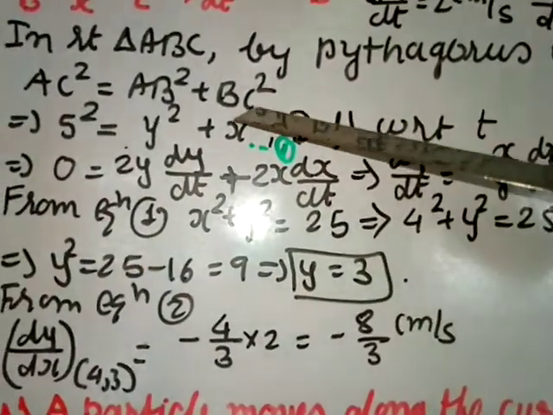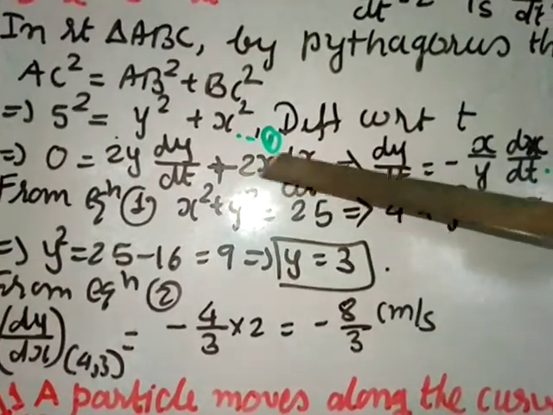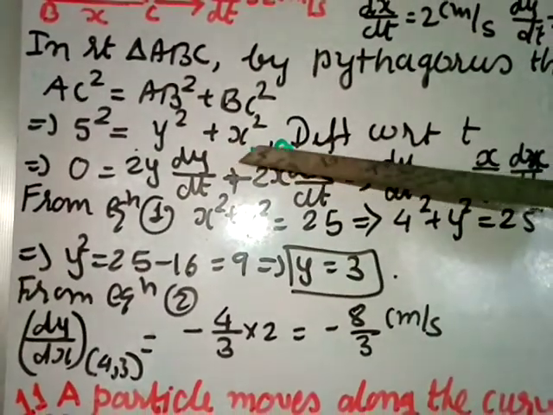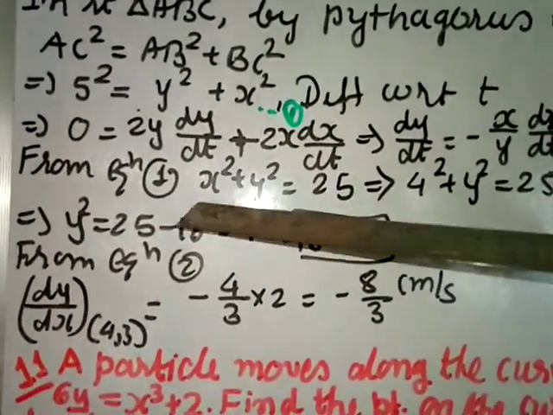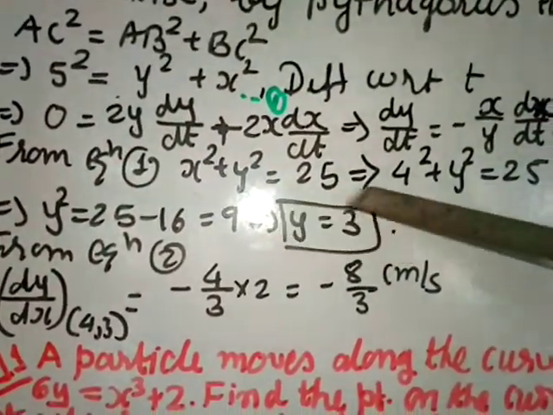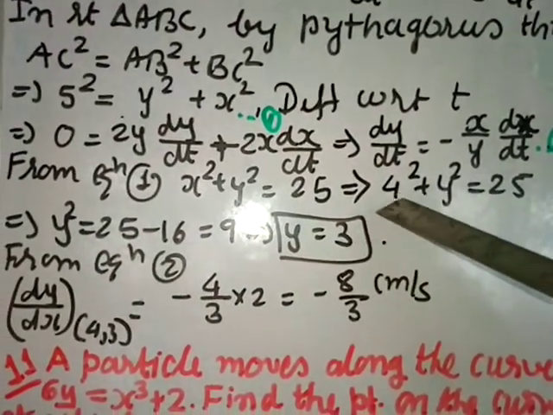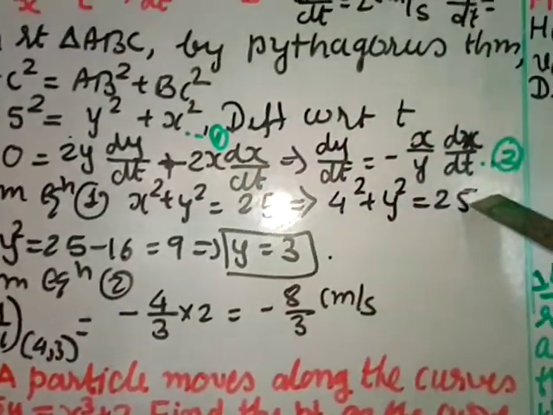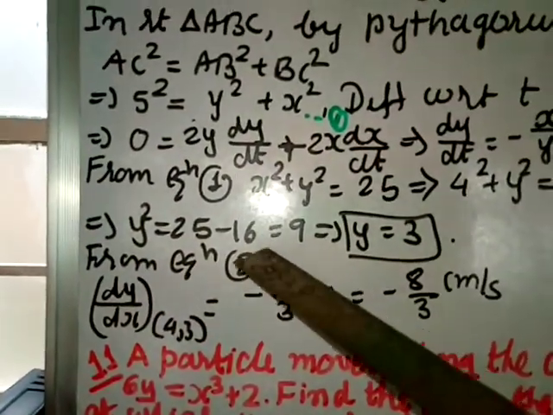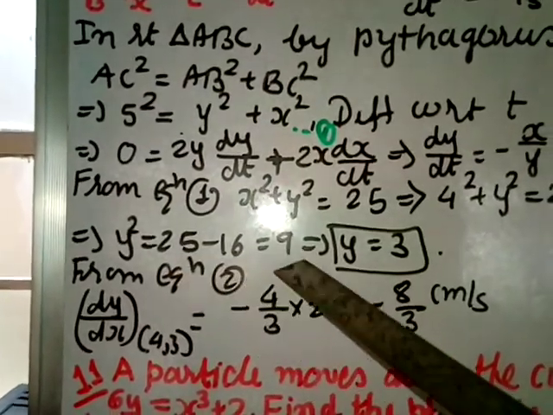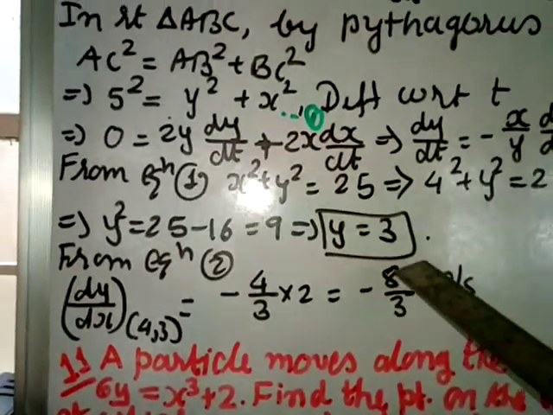Again we go back to equation number 1, 5 square is equal to y square plus x square. They have given us the x value as 4, so we'll put x value as 4 and find y. So 4 square plus y square is equal to 5 square, which is 25. Y square plus 16 is 25, transfer this side, so it becomes 25 minus 16. Y square is equal to 9. So you take the square root, y is equal to 3.